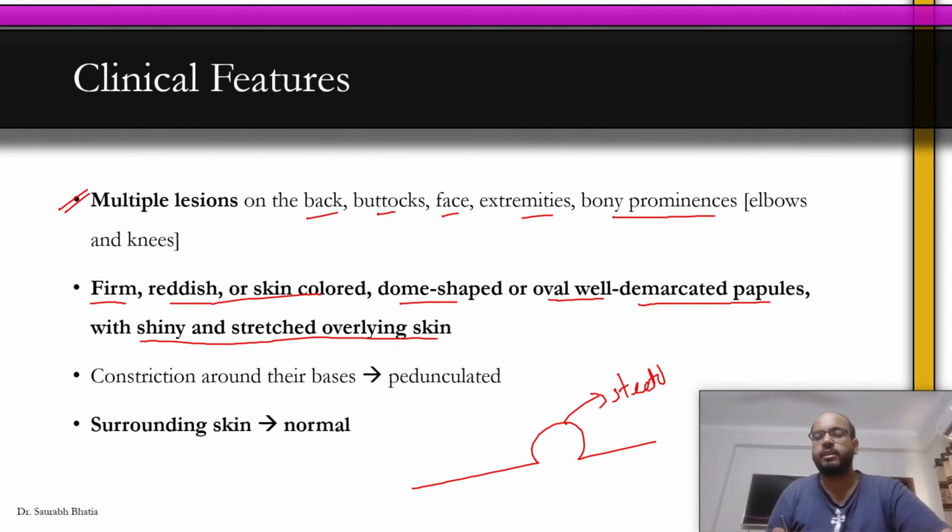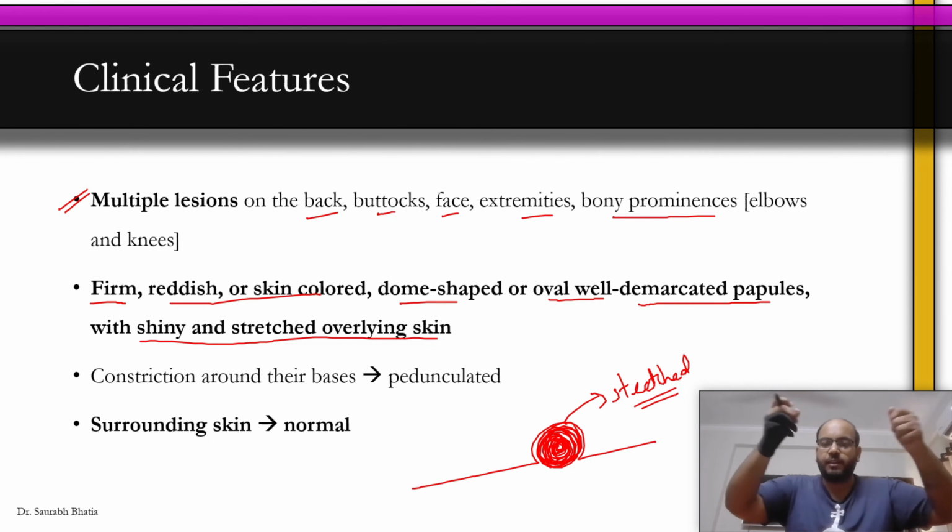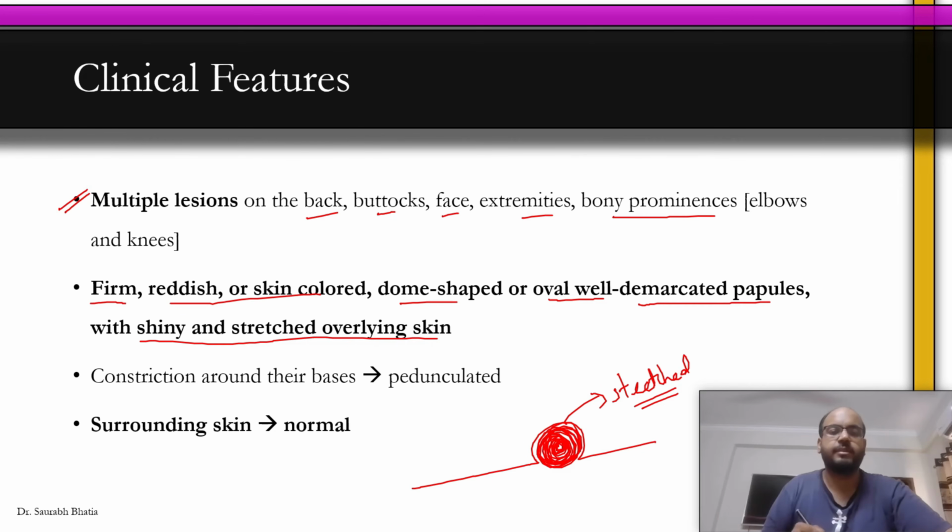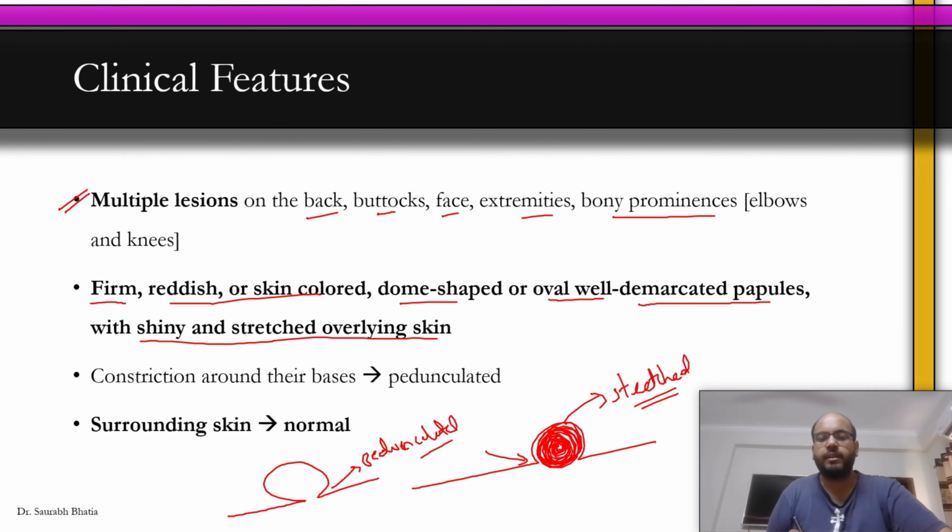In fact, in biopsy, you will see epidermal atrophy. It is stretched to that extent. Just imagine a nodule growing. When a nodule grows and grows, it will push the epidermis and stretch and thin it out. They have a constriction at the base. You can see that at the base, it is constricted. In fact, some of the nodules can be pedunculated, and the surrounding skin is clinically normal.